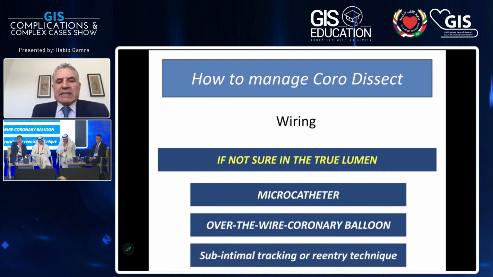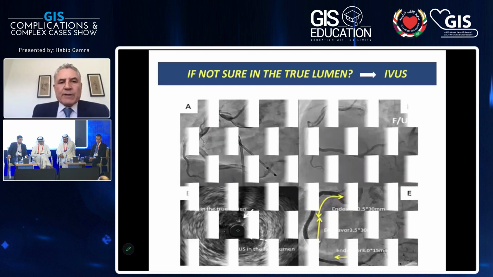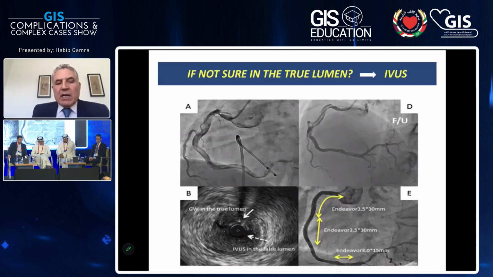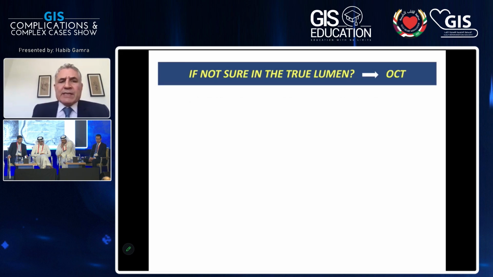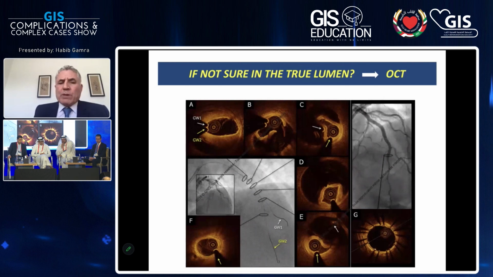A technique like STAR, subintimal tracking and reentry, I don't think is really very safe in that particular context. It's not a CTO context, it's an ACS, and this might be very challenging. IVUS, of course, can help, although it's not always necessary. OCT the same. It will probably make the procedure complex if you use these devices and if you don't go into the true lumen.